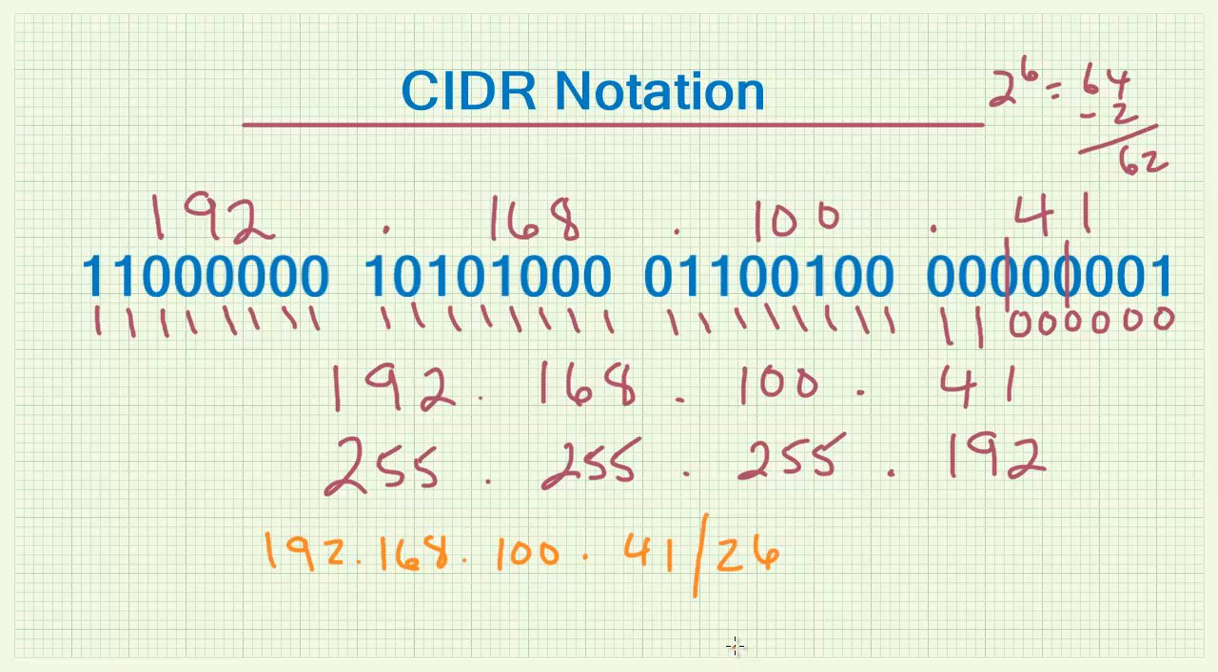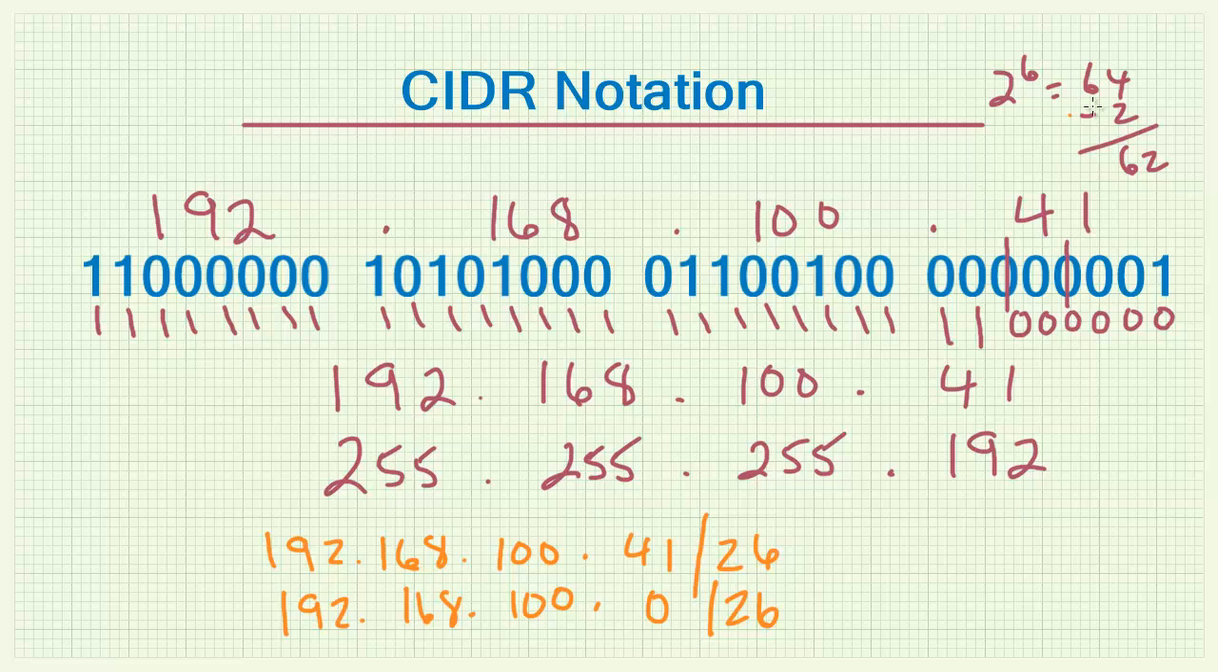That's for the host. Now, what if we wanted to specify the whole network? Well, we just look at what we have. We've got 192, 168, 100 in the first 3 octets. That part's easy. And then what about the network portion of the last octet? Well, we've got 2 zeros right here, so that's going to be 0/26.